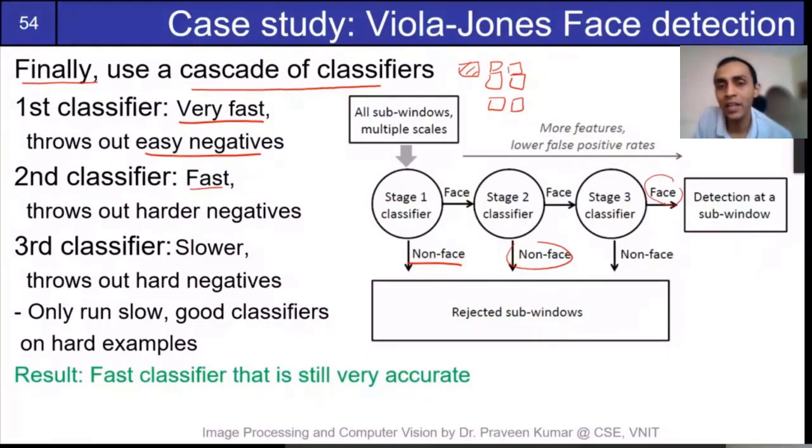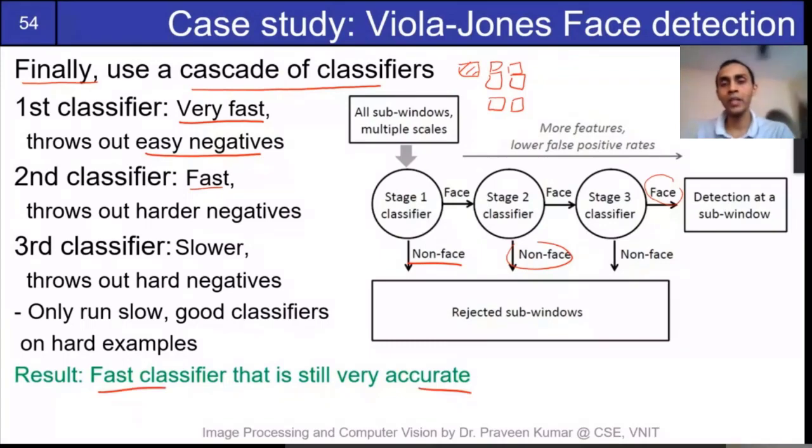So the idea with this cascading thing is that for most of the regions, you very quickly reject them by using a very weak classifier, which can be calculated very fast. But only in regions where there is a chance of faces do you do a more rigorous analysis and then make a prediction. So the result is a fast classifier which is also, at the same time, very accurate.